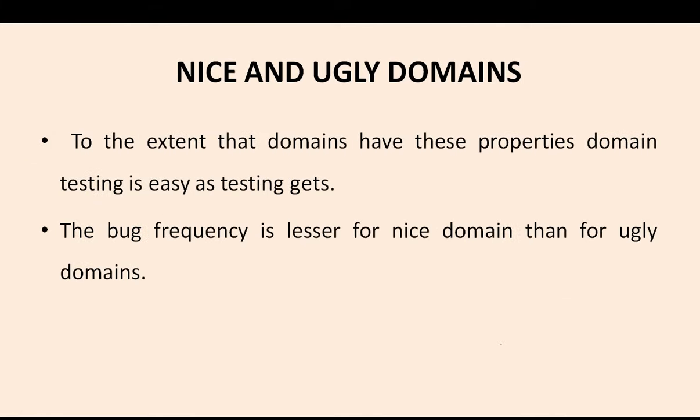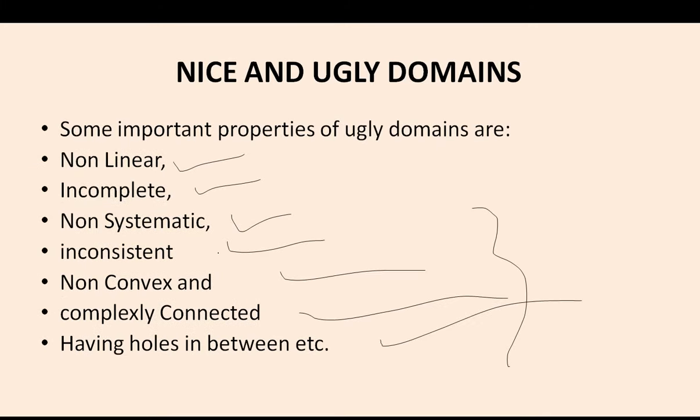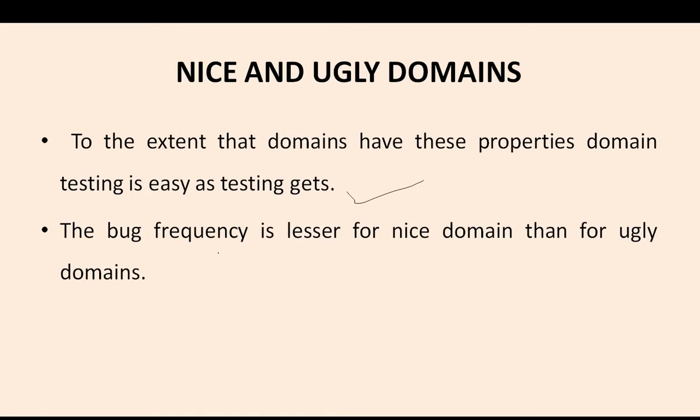Next we see the other things relevant to nice domains. With nice domains having these properties, testing is also easy. When we have properties like linear, complete, consistent, and systematic, the process of testing will be very easy, and the existence of bugs is also very low. So we can say the bug frequency is lower in the nice domain than in the ugly domain, whereas ugly domains are more prone to errors.